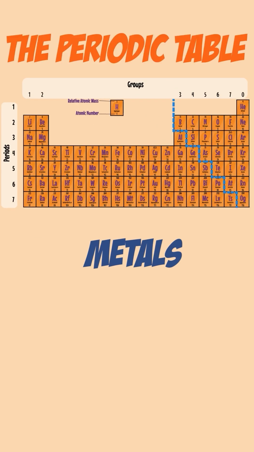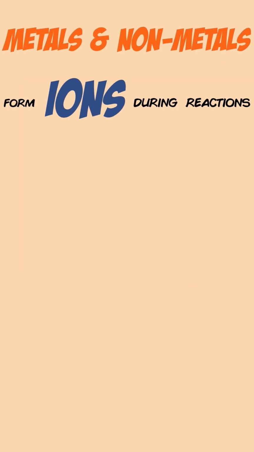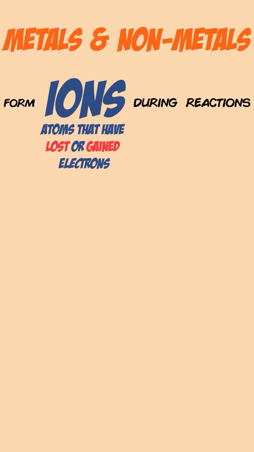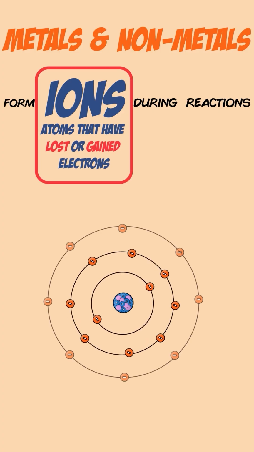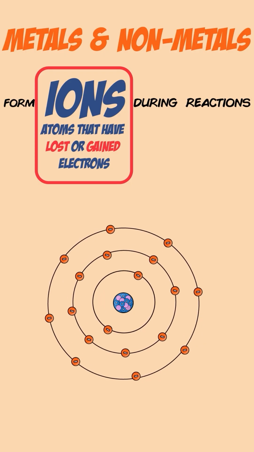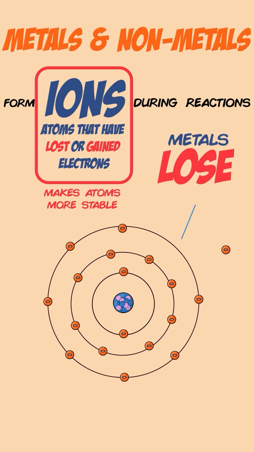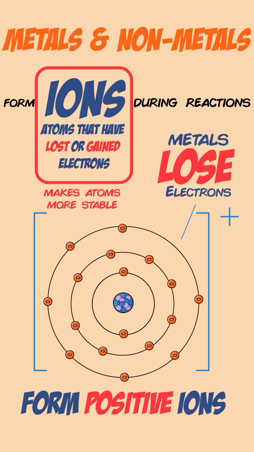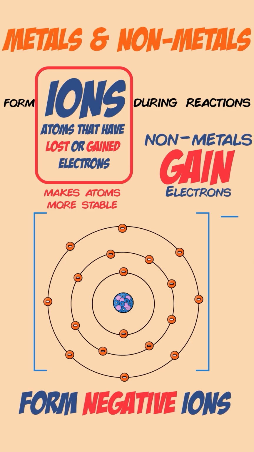Metals in the periodic table are found on the left hand side, whereas non-metals are found on the right. Both metals and non-metals can form ions during reactions. Ions are just atoms that have lost or gained electrons, and they do this during reactions so they achieve a full outer shell so that it makes their structure more stable. So metals generally lose electrons and form positive ions, whereas non-metals gain electrons and form negative ions.